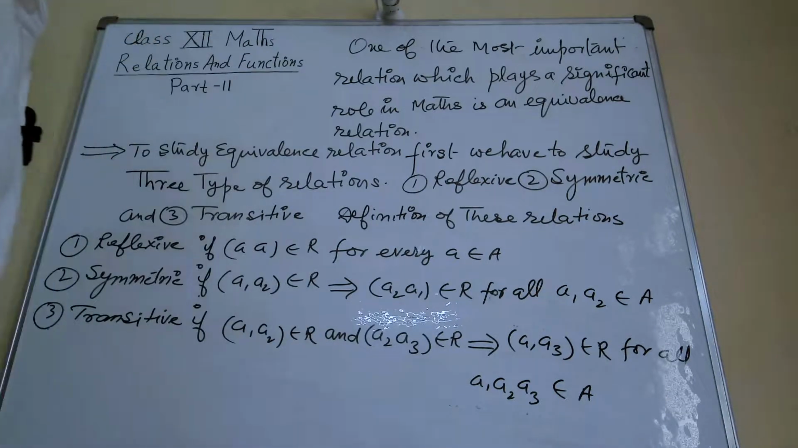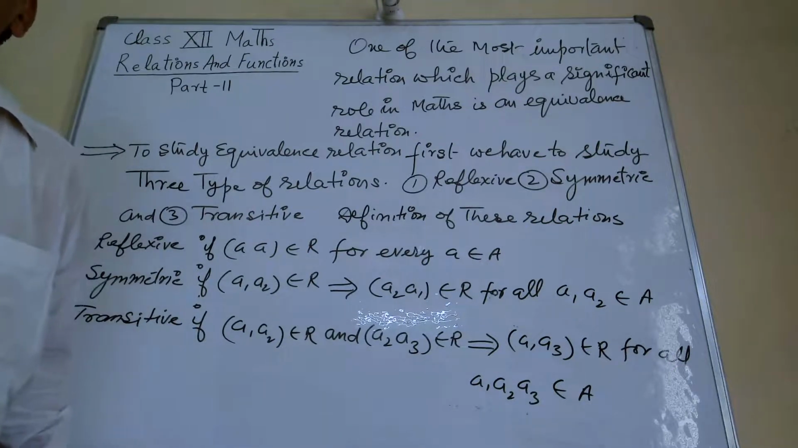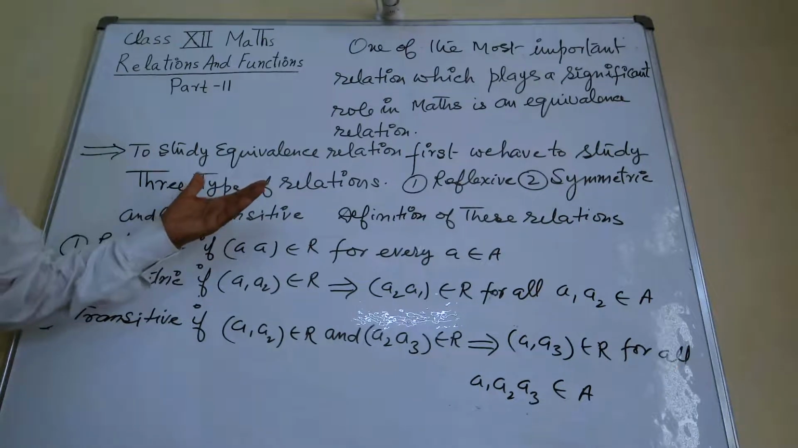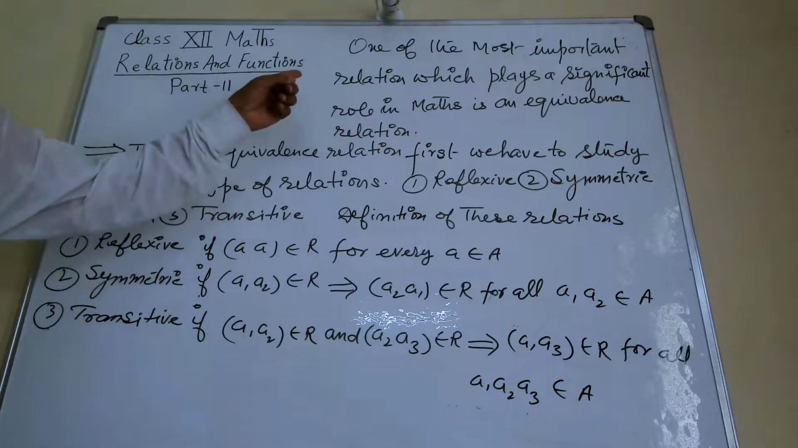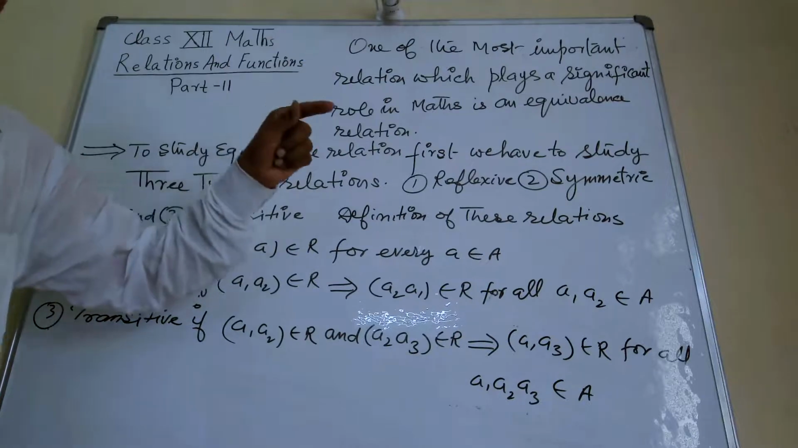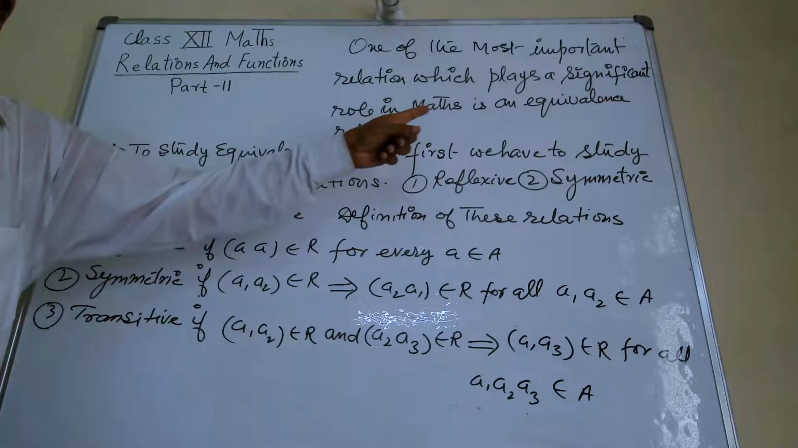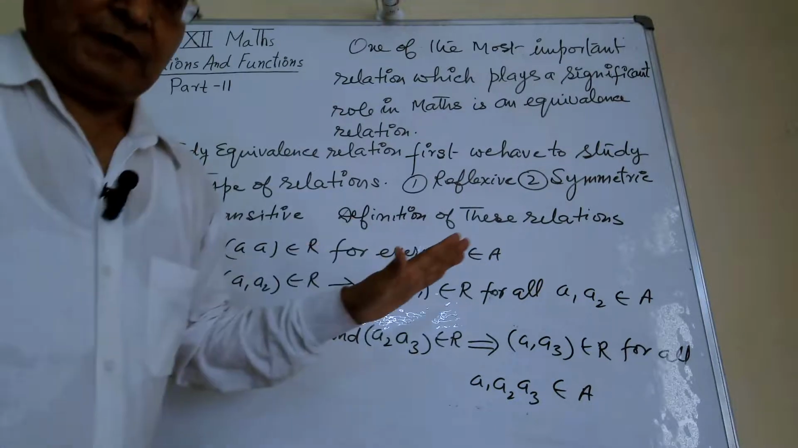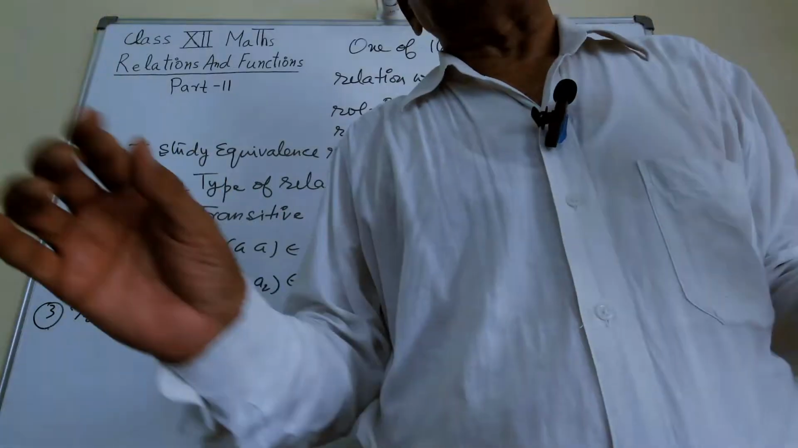My dear students, I am going to teach you the second part of lesson first of 12th class. The second part is the most important part. In this part, I will teach you an equivalence relation. An equivalence relation is one of the most important relations. It means this relation is very important from the mathematics point of view.